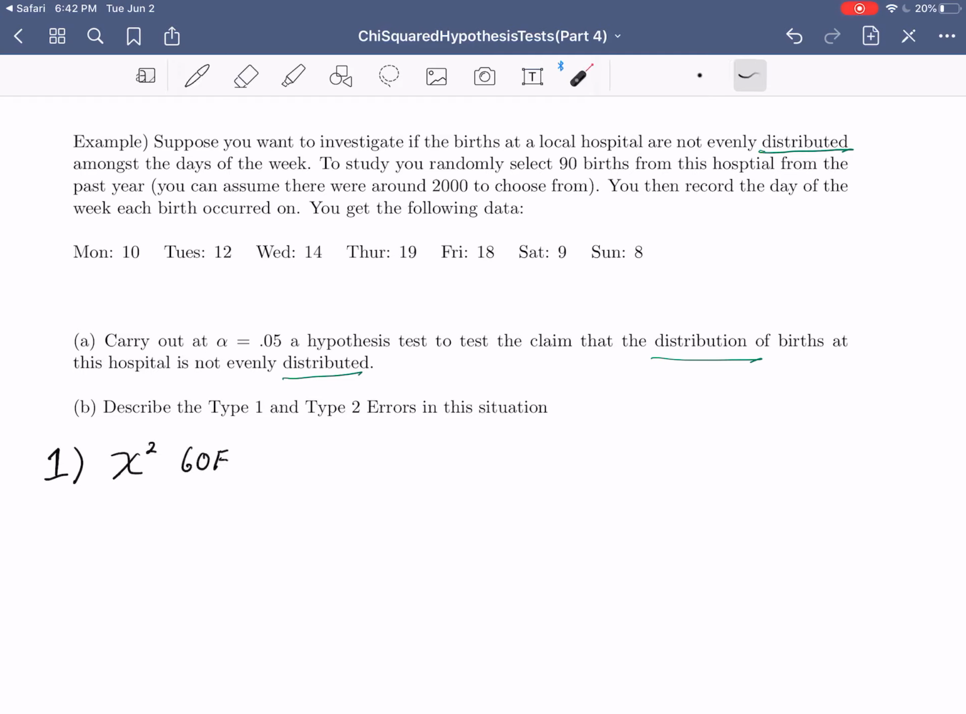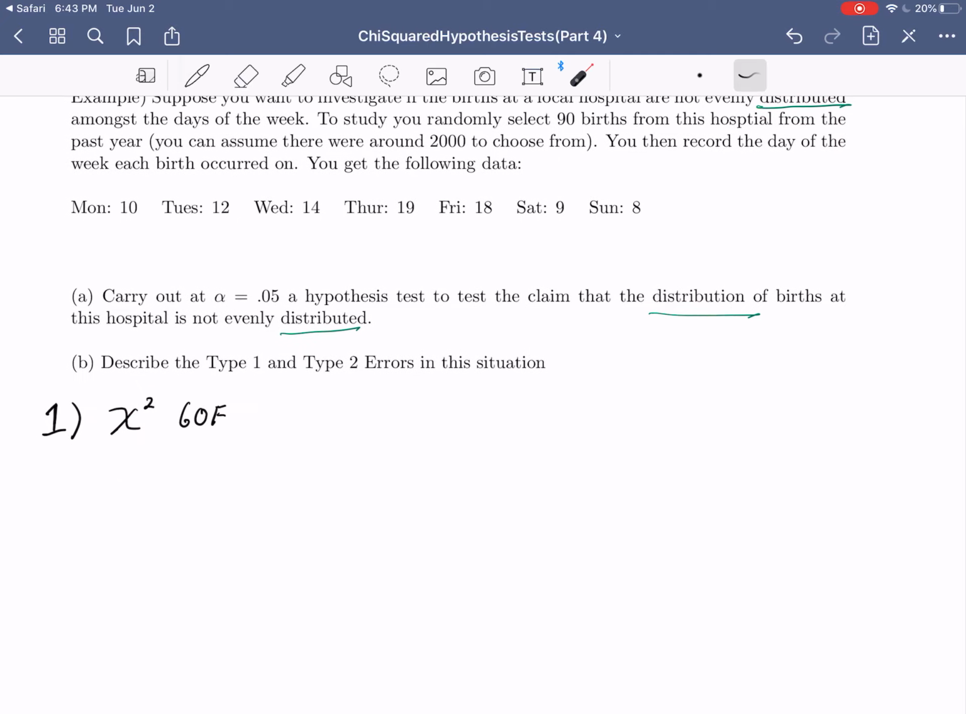Another way to identify that this is chi-squared goodness of fit is to look at the variable that we're looking at, which is which day of the week the birth occurred on. Day of the week is a categorical variable, and the number of categories here is Monday, Tuesday, Wednesday, Thursday, Friday, Saturday, Sunday. We have 7 options, so we've got more than 2 categories and a categorical variable, which is another indicator that this is chi-squared goodness of fit. So again, you can identify that this is chi-squared goodness of fit by the keywords distributed and distribution, or you can identify it by the fact that we are working with a categorical variable with more than 2 categories. Either way, we should realize that we have a chi-squared goodness of fit.